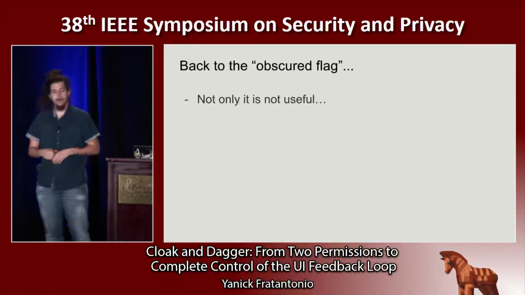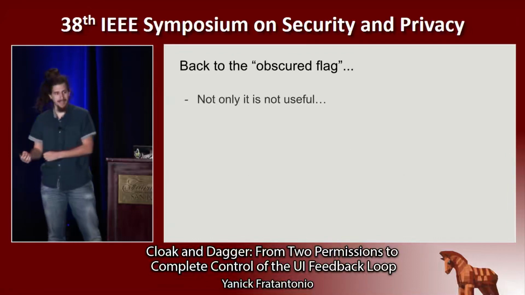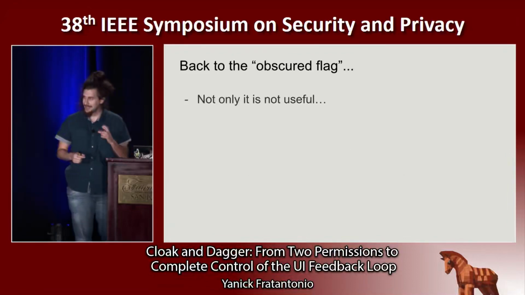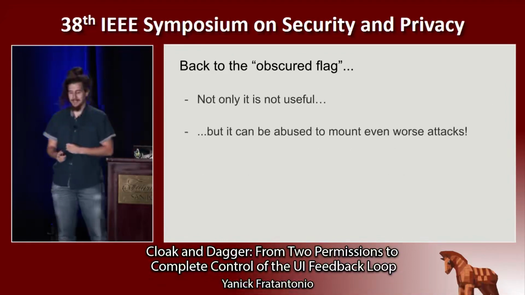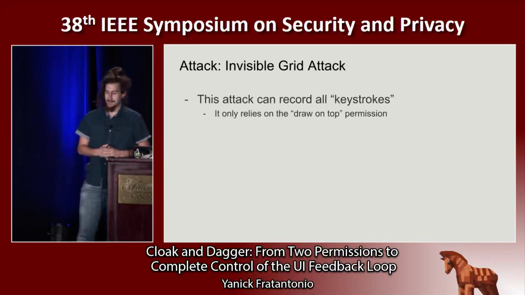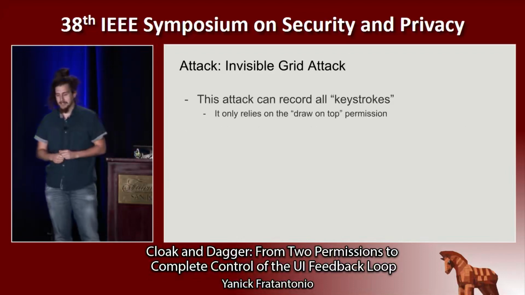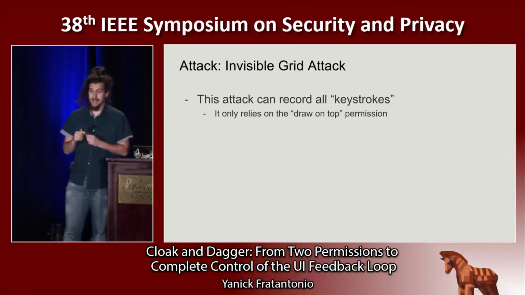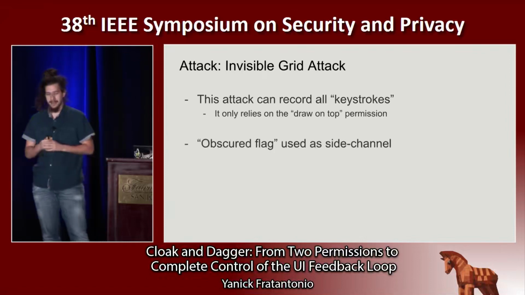Now, before I go to what you can do with the accessibility service, I want to step back and talk about this obscure flag mechanism, because we found out that not only is it not useful, but it can actually be abused to do even worse things. Now, we have a new attack. We call it the invisible grid attack. With this attack, we can record all the keystrokes by only having the draw-on-top permission. So there is no clickjacking. There is nothing like this. And it works by using the obscure flag as a side channel.